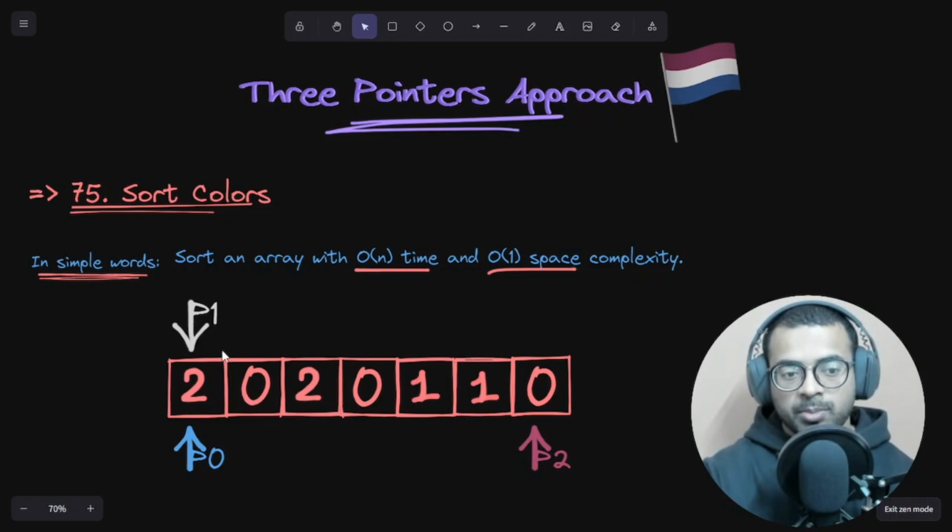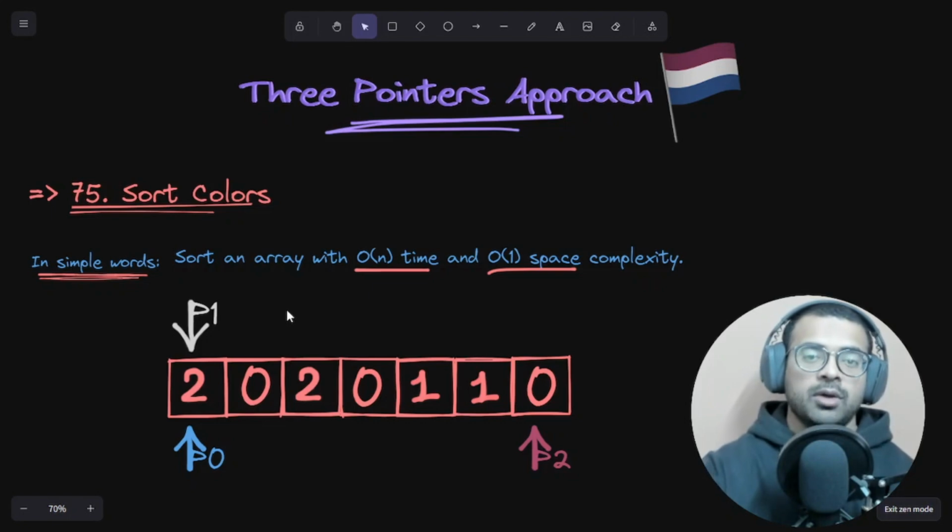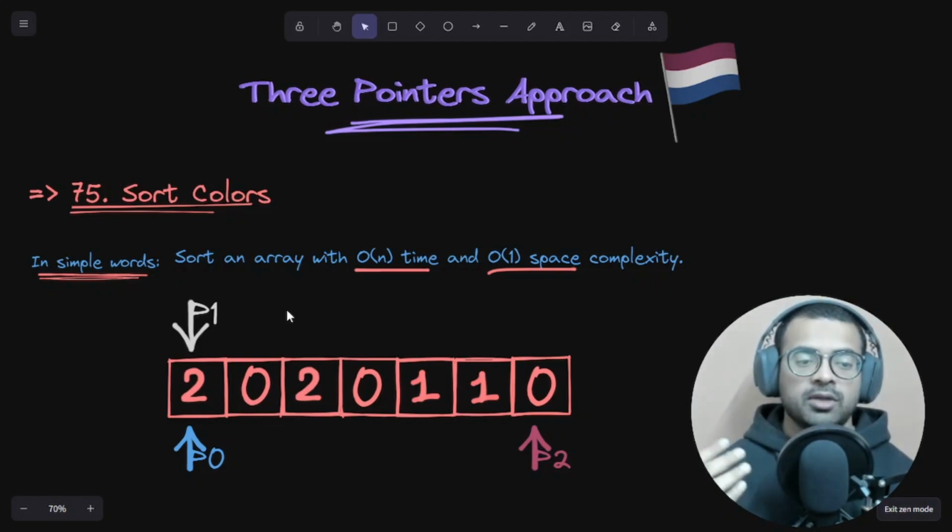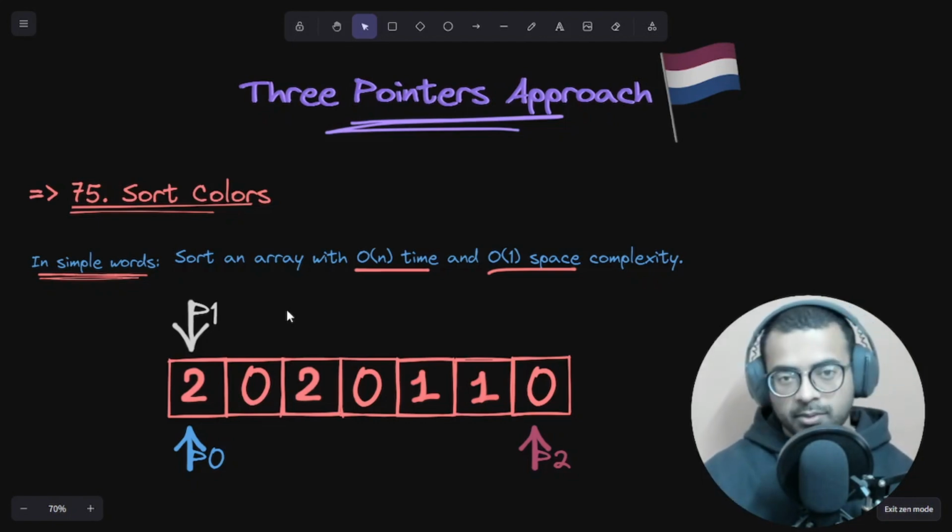And let's say P1 is pointing towards 0, so what will happen? Then we are simply going to swap whatever P1 is pointing towards with whatever element P0 is pointing towards. We swap both of these elements, and then move P0 one step forward and P1 one step forward as well. Finally, let's say P1 is neither pointing towards 2 nor 0, which means it is 1. In that case, we will simply ignore it and move P1 one step forward. Okay, so this is how things are going to work.